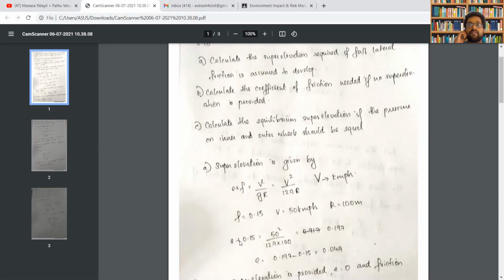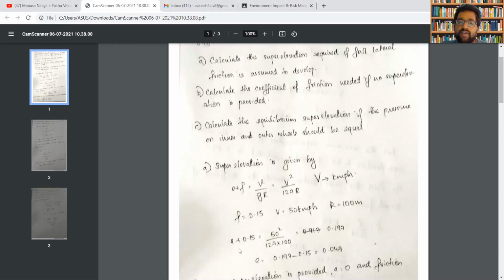It is not the value of super elevation. While reporting the answer, please make sure that you are not reporting the value of super elevation as 0.197. The 0.197 is the value of E plus F. What you require is the value of E only. So E is equal to 0.197 minus 0.15.